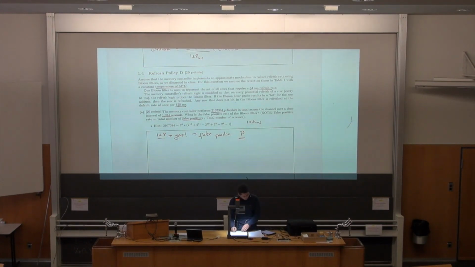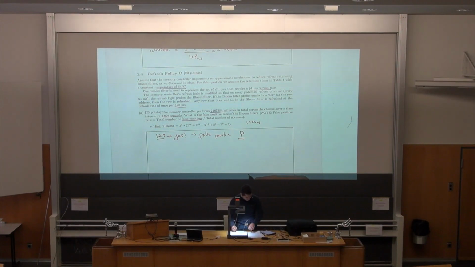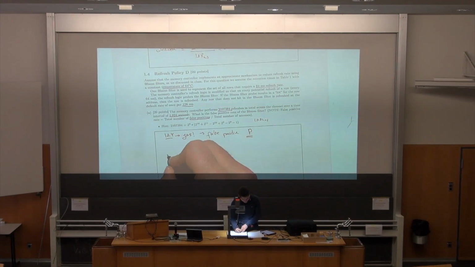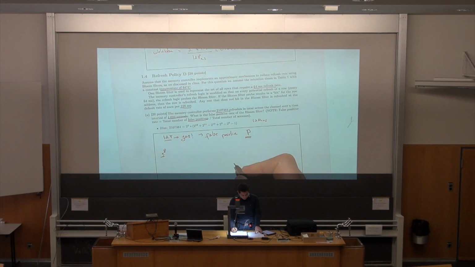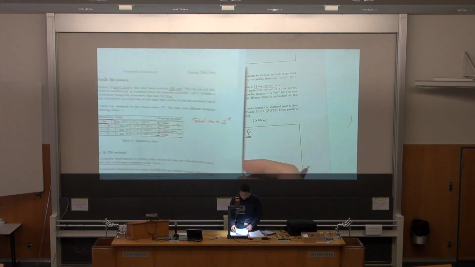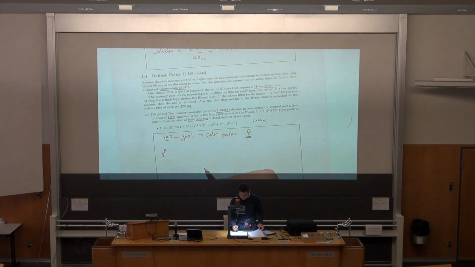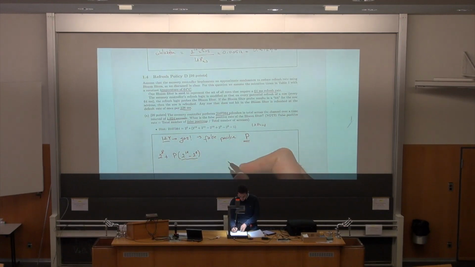Okay. So basically, let's write it like this. We have 2 to the 8 rows here that should actually be refreshed within 64 milliseconds. Plus, we have 2 to the 18 minus 2 to the 8. This is the rest of the rows that should actually be refreshed within 128 milliseconds, and this is the fraction of the rows that were a false positive.